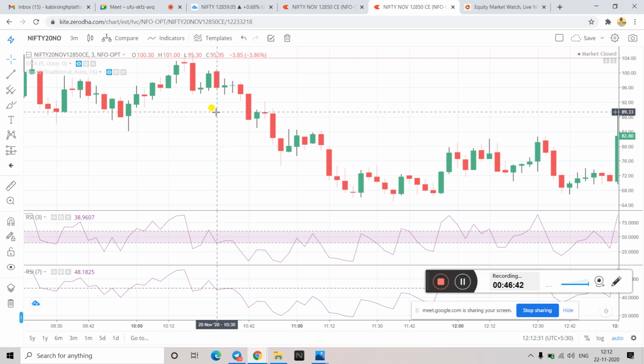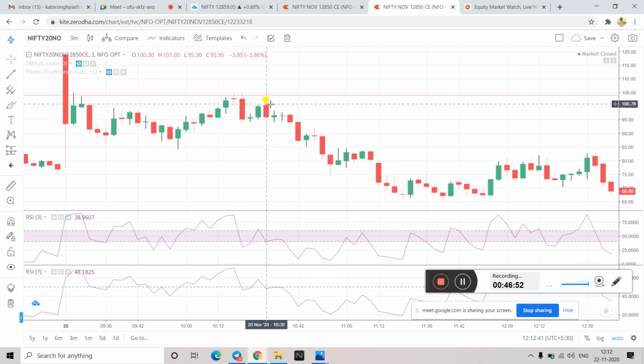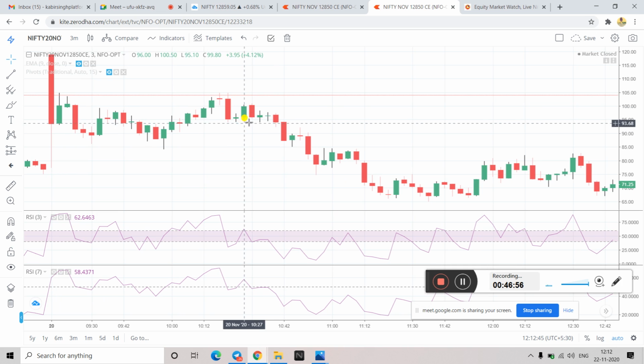So this perfectly matches all the conditions. RSI 3 value is around 9 and RSI 7 is around 28. So this is a good candle to trade. This candle also could be used. Actually, the lower candles, the shadows are very small. This candle I'm telling you, very small shadow is there. If the shadows are not more than 1 rupee, you can consider that.